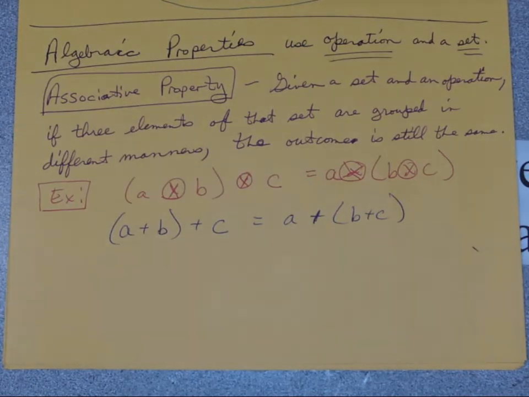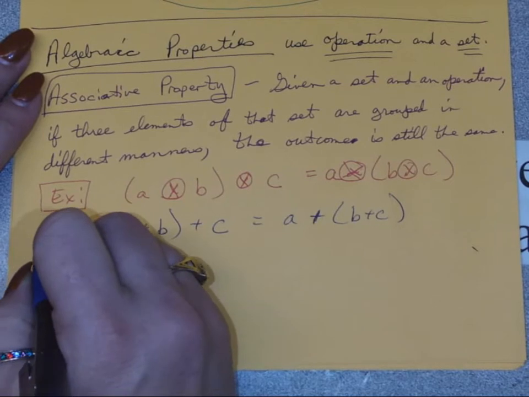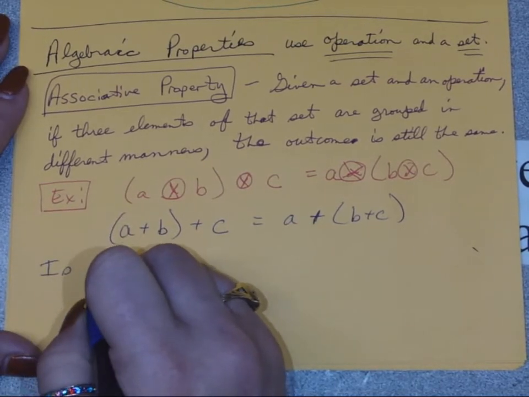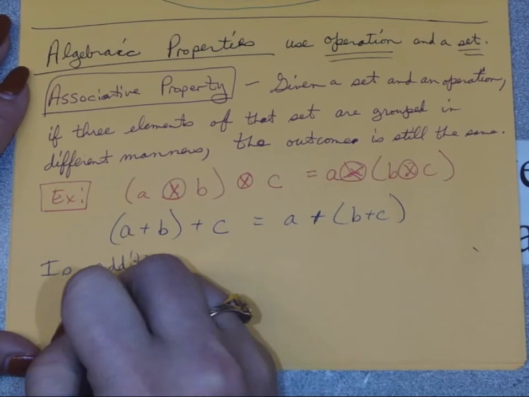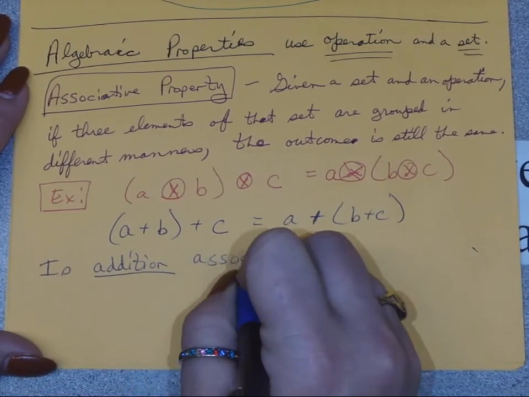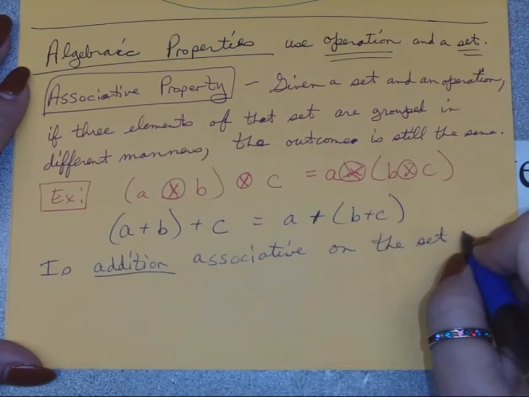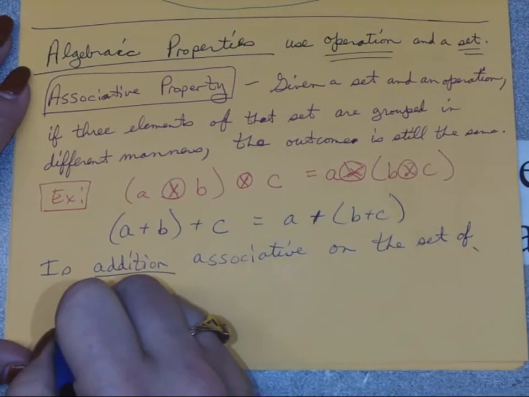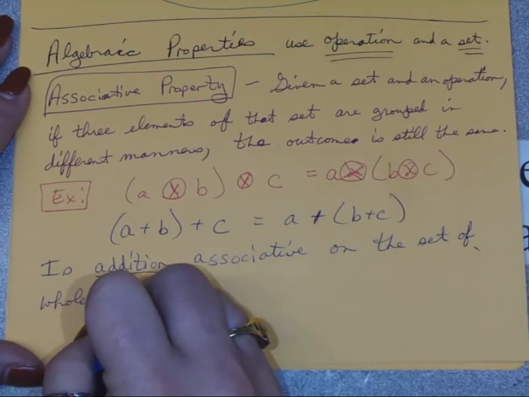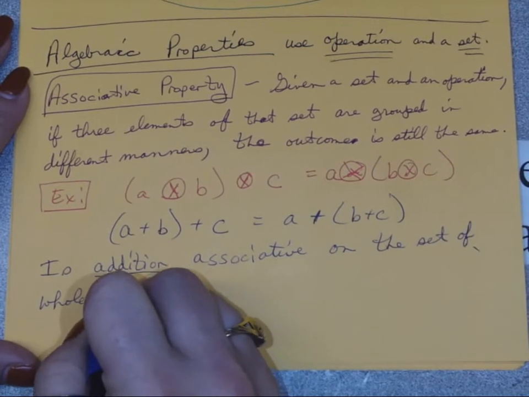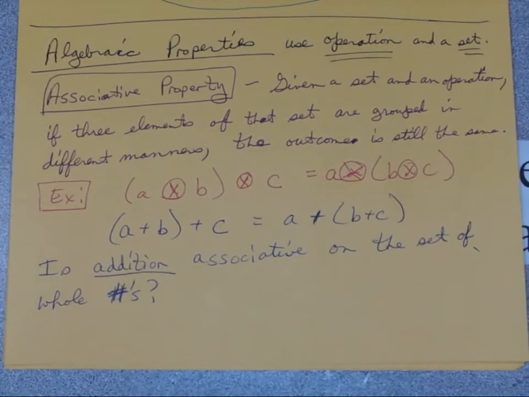So the question that you'll end up seeing is something like this. Is addition, that's my operation, associative on the set of whole numbers? Okay, is addition associative on the set of whole numbers? And of course, what are you going to do? You are going to look at it and say, well, I don't know. Let me think about it. I mean, we might actually know this one, but the way we'll check for these properties is to say, let's see.